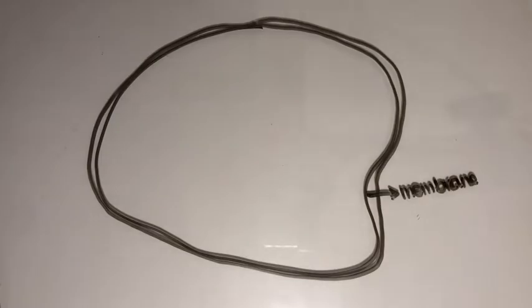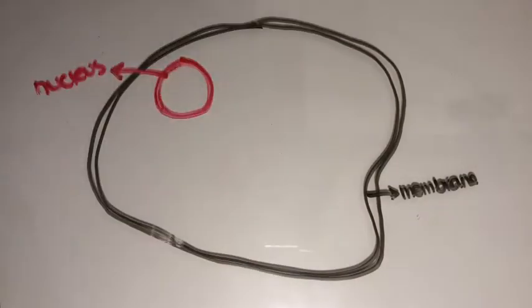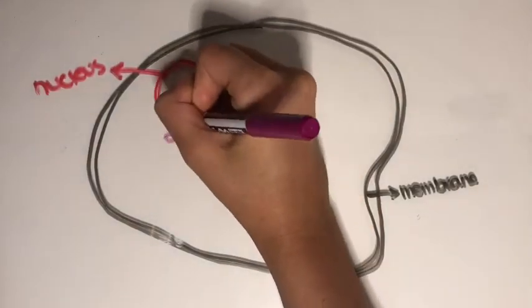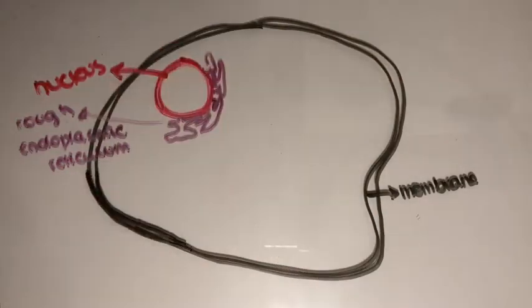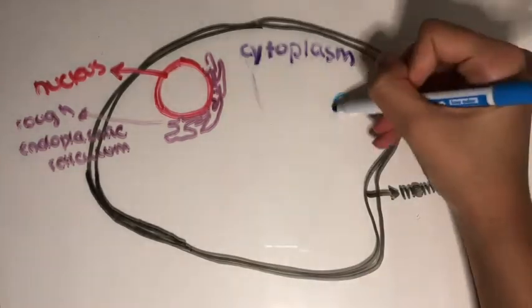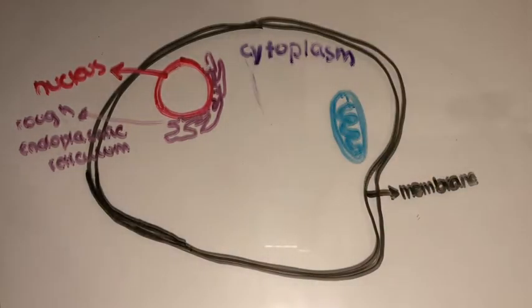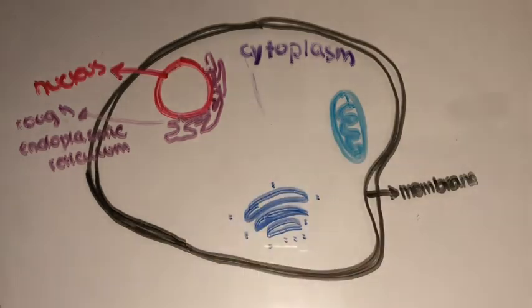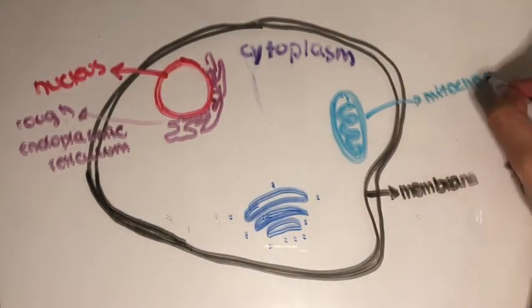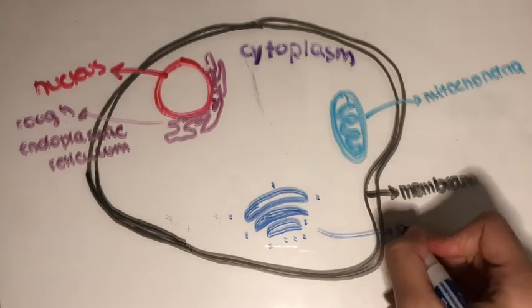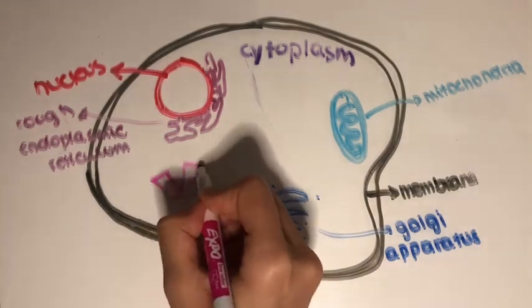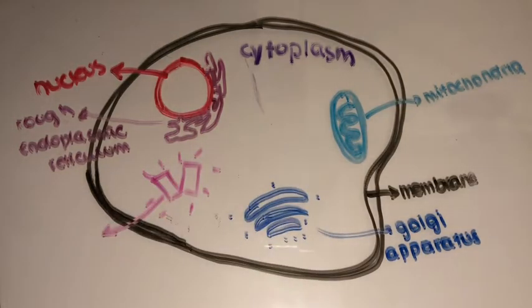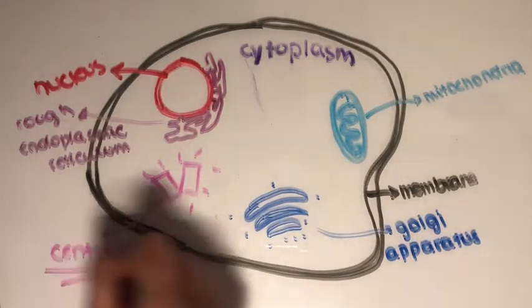But what do we find inside a cell? Surrounding the cell is the cell membrane, and within the cell we find the nucleus. Around the nucleus we find the endoplasmic reticulum. Then we have the surrounding area inside the cell, which is called the cytoplasm. The cytoplasm contains various cell organelles, like the mitochondria and the Golgi apparatus. Most importantly, we find the centrosomes, which are extremely important in cell division. They help in separating the cells with its microtubules.